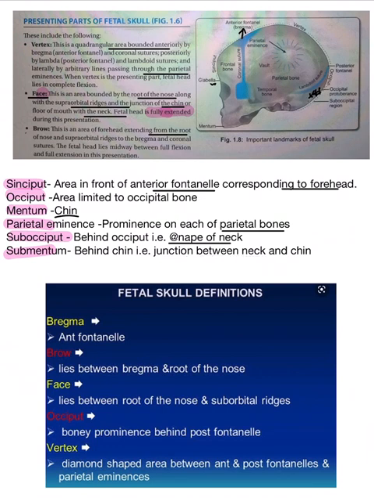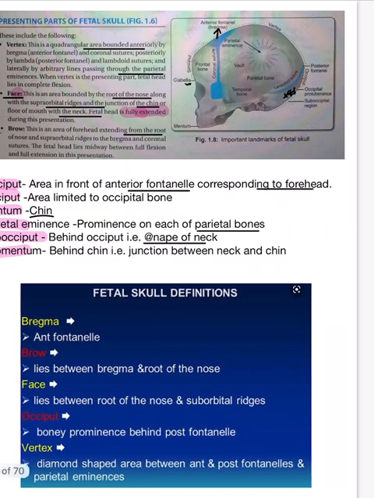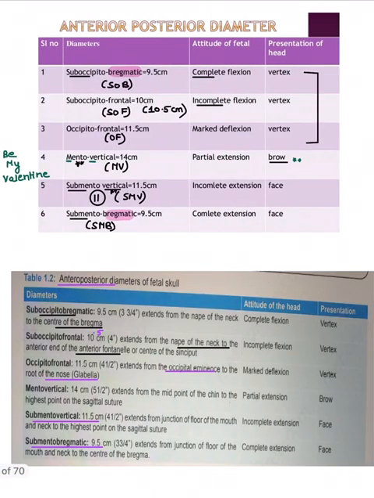Okay. So see, we talked about the various presentations: brow, face, occiput, vertex. We talked about the various presenting parts, guys. Now talking about the anteroposterior diameters and the transverse diameters, and how you can remember them. First of all, try to remember whether it is vertex presentation, brow presentation or face. If vertex is the presenting part, the vertex that I drew should come up. So think about how it will come up.